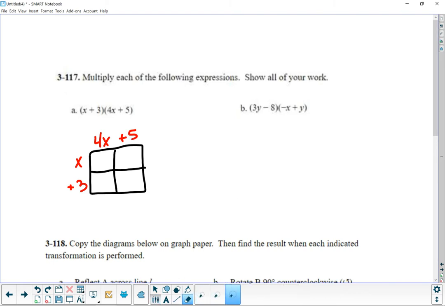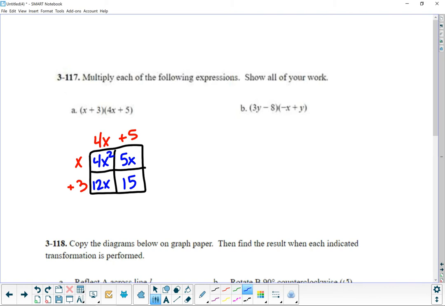So you're going to go ahead and take x and multiply it by 4x, which would be 4x squared. And for this one right here, you're going to take x and multiply by 5, and you're going to get 5x. This one on the bottom left, you're going to multiply it, and you're going to get 12x. This one on the bottom right, you're going to get 15.